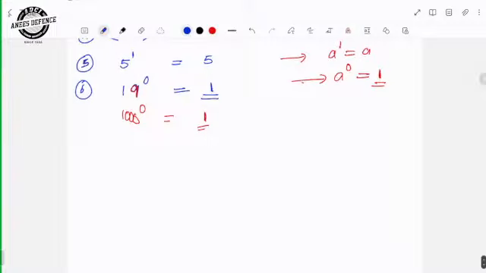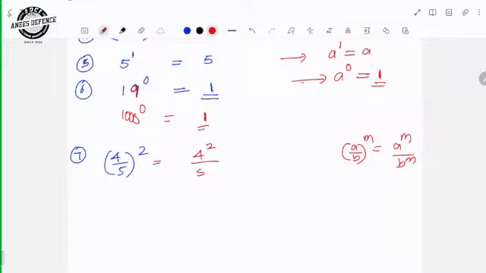Then next question. (4 by 5) raised to 2. This can be done by using (A by B) raised to M is equal to A raised to M by B raised to M. So this can be written as 4 raised to 2 by 5 raised to 2.